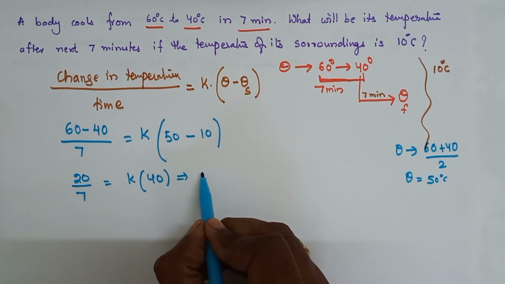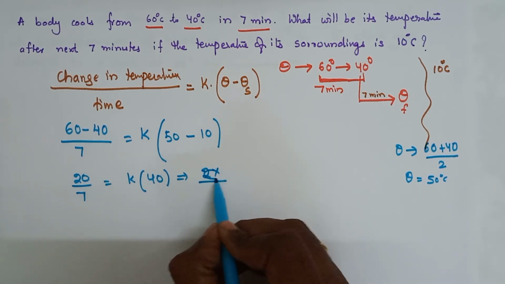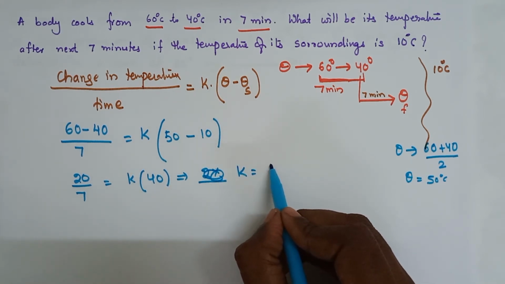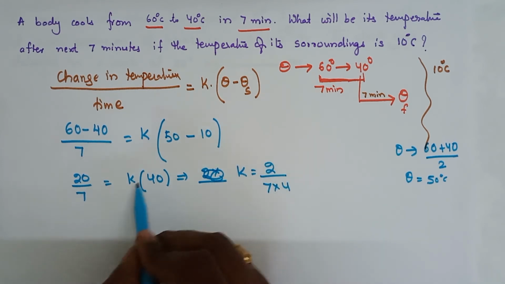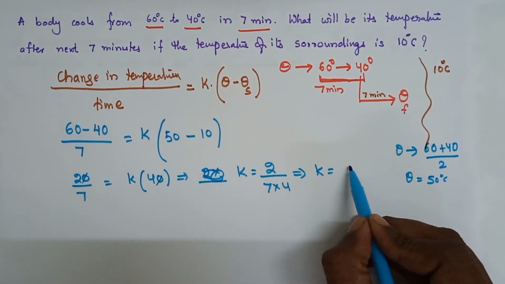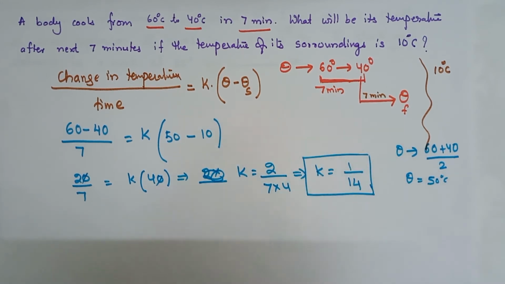So this k is equal to 2 by 7 into 4. This 0 gets cancelled. From this, k is equal to 1 by 14. So this constant is now known. How do we find out for the next 7 minutes what the temperature would be?